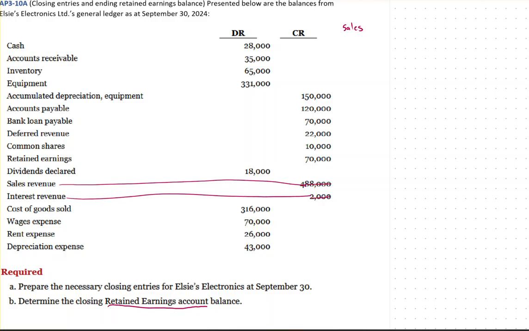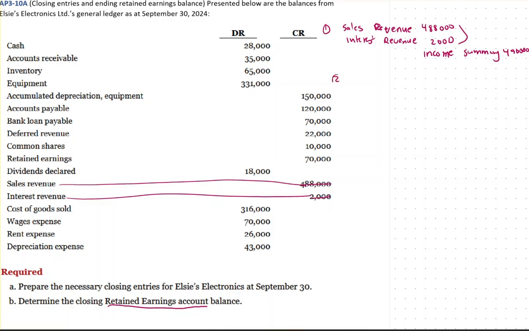By making them zero. So my debit will be your sales revenue account, and that is your 488,000. That's the balance. Then you have an interest revenue, that's my second account, and that balance is 2,000. We wanted to close them so we could start with a new year. So we will credit your income summary, a credit of both of these, which is 490,000. That's my first entry.